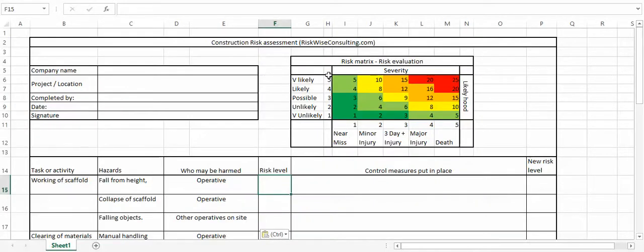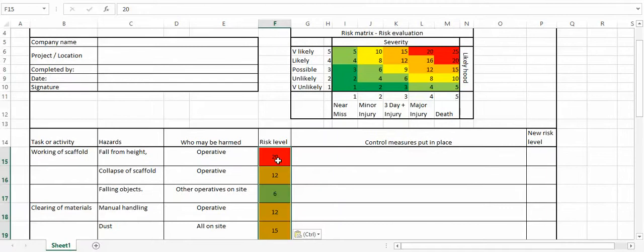Back on the risk assessment, you can see I've got the severity and the likelihood. So the likelihood going from very unlikely to very likely, the severity from near miss to sort of fatality. Again, as I said earlier, it's a bit of a subjective assessment as to where the risk is placed in this, but again, that's up to you to decide. You just need to justify it to yourself.